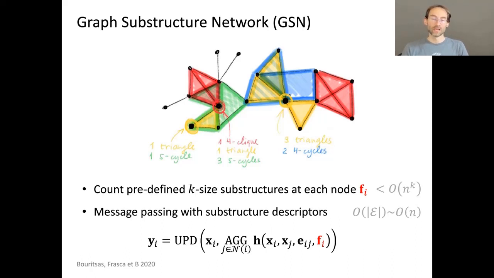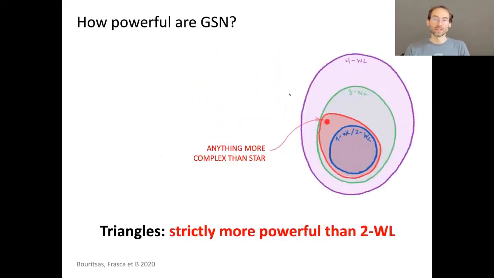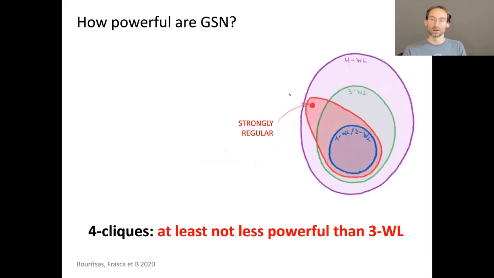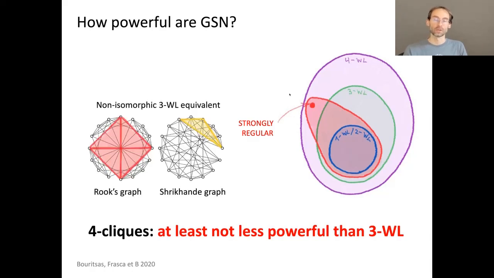Now, what do we gain in this way? What we gain is that we are strictly more powerful than WL, at least with certain structures that are, let's say, anything more complex than star-shaped graphs. We can also show that we are at least not less powerful than 3-WL, and this can be shown by counterexample. We can show an example of these strongly regular graphs. One of them has, for example, 4-cliques, and another one has only 3-cliques. So this is probably undetectable by the 3-WL test.